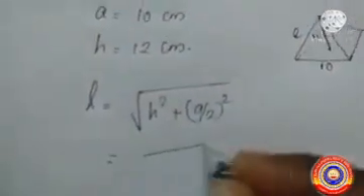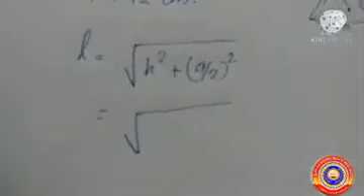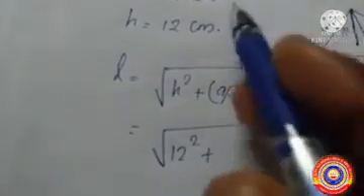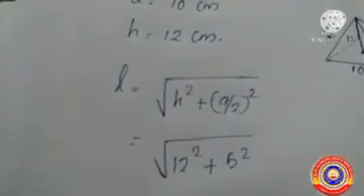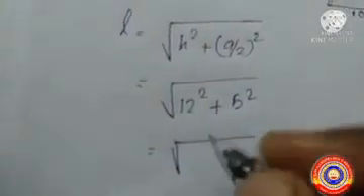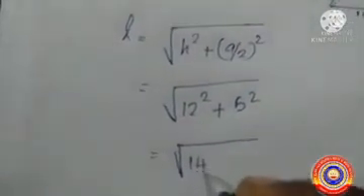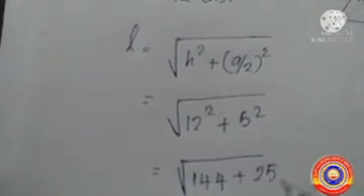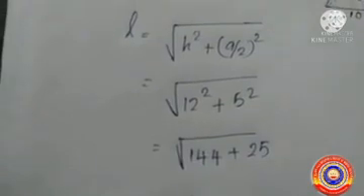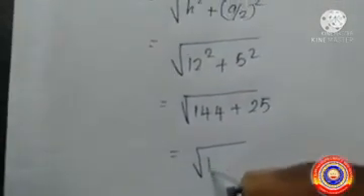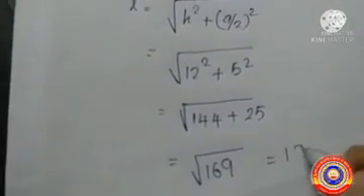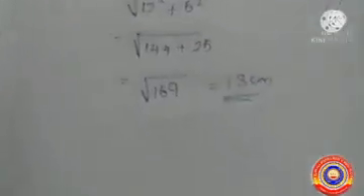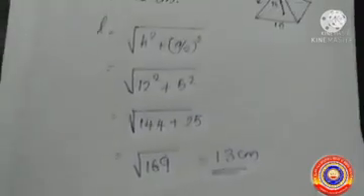L is equal to root of H square plus A by 2 the whole square, which is equal to root of 12 square plus 5 square. A equal to 10, so A by 2 equal to 5, which is equal to root of 144 plus 25. 12 square equal to 144 plus 5 square equal to 25, which is equal to root of 169 and it is equal to 13 centimeter.